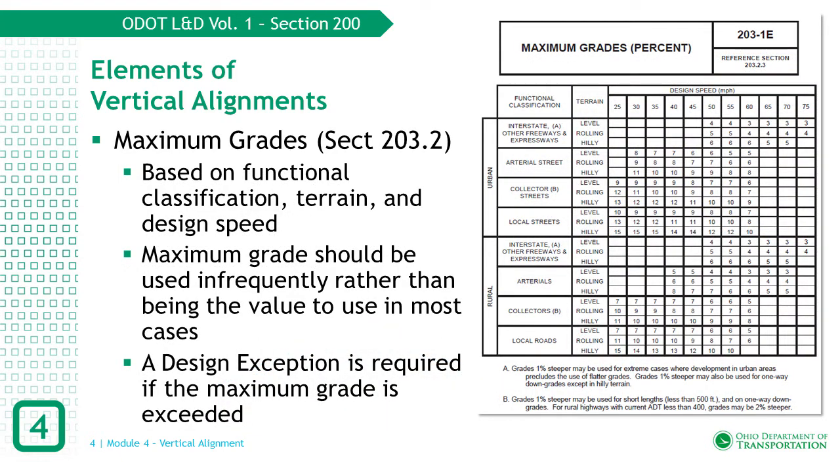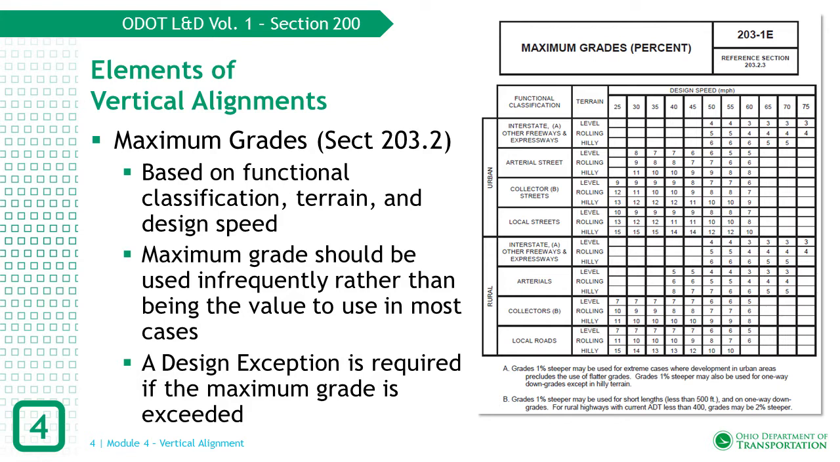Section 203.2 of the L&D Volume 1 discusses maximum grades based on functional classification, terrain, and design speed. Figure 203-1 shows these maximum grades in percent. Notice notes A and B below the table.